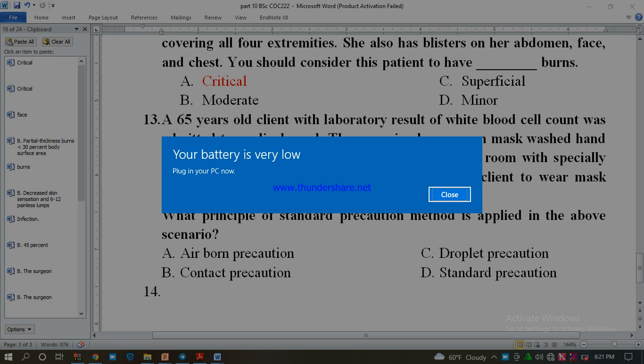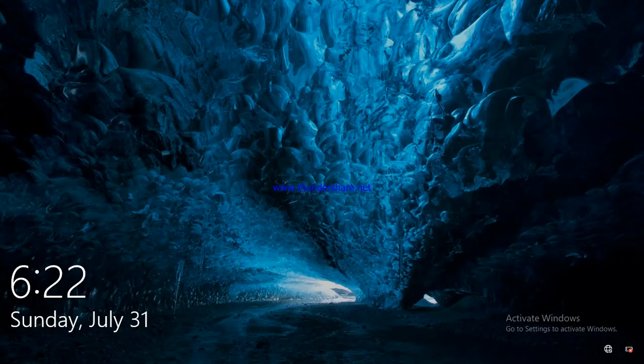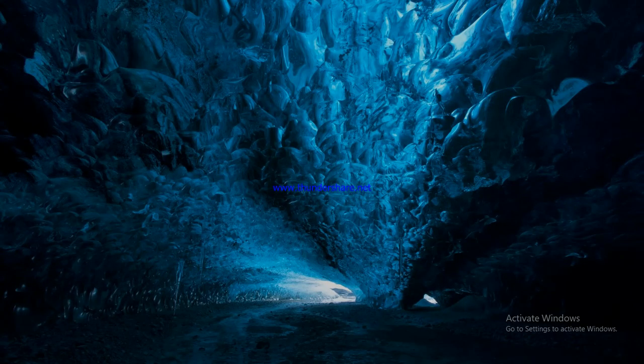Droplet precaution is for patients known or suspected to be infected with pathogens transmitted by respiratory droplets that are generated by a patient who is coughing, sneezing and talking.